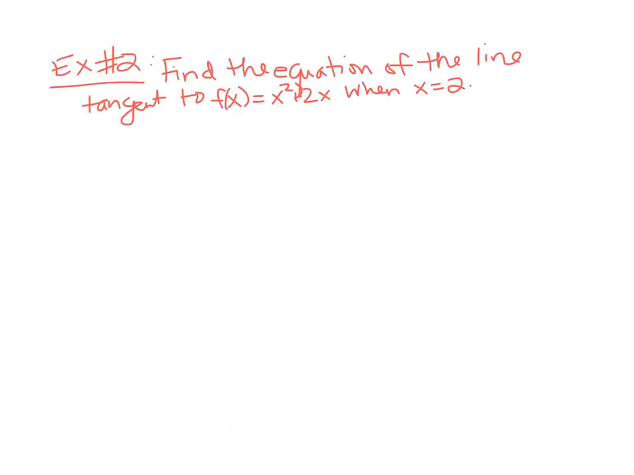Our second example, we are going to find the equation of a tangent line at the point when x equals 2. So the first thing that you might want to do is figure out what is the y value that goes along with that x value. Basically, I'm going to give you a little picture of this just so you know what's going on.